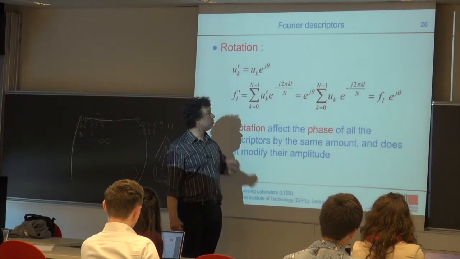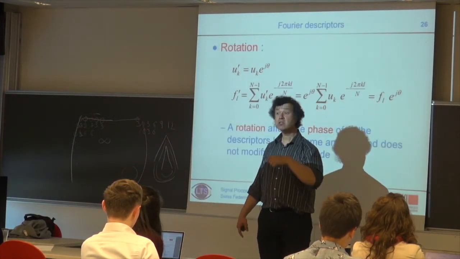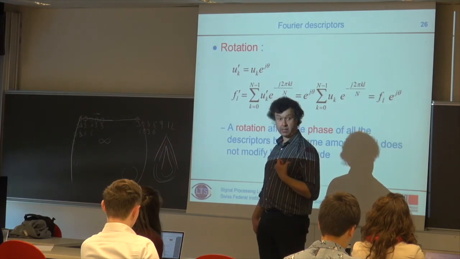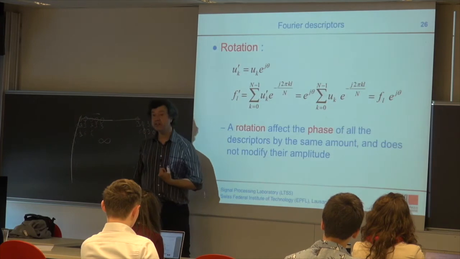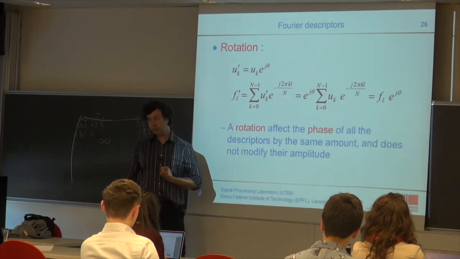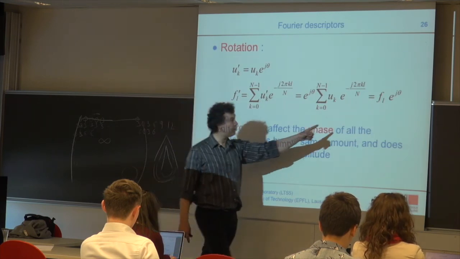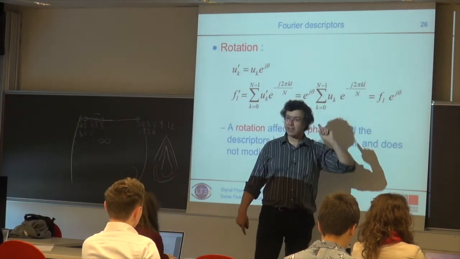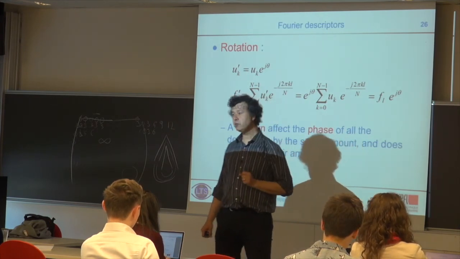What does it do on the Fourier transform? The calculation is there. It affects the Fourier coefficients with the same dephasing. What do you have to do if you want to be invariant in rotation? Ignore the phase. Just take the amplitude. That's why I had A1 and A2 in my drawing. Only the amplitude.